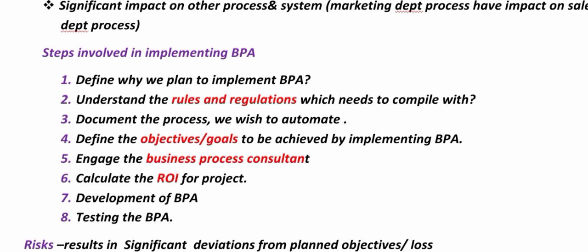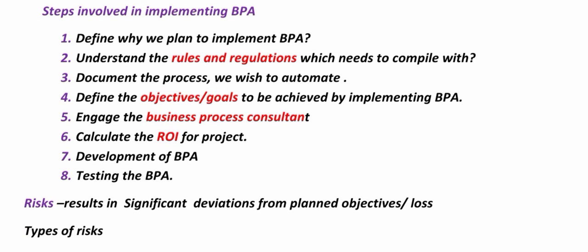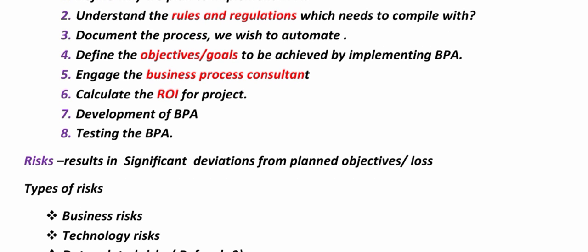Now define the objectives and the goals to be achieved by implementing BPA. What types of goals can be achieved? I can achieve my production targets and sales targets. I can reduce the errors and improve the operational efficiency. Now engage a business process consultant and consult about the advantages and disadvantages of implementing such a process and the idea of implementing it. Now calculate the return on investment for the project. By implementing this project and making an investment in this product, how much return can you earn?